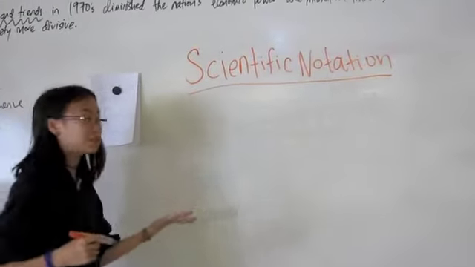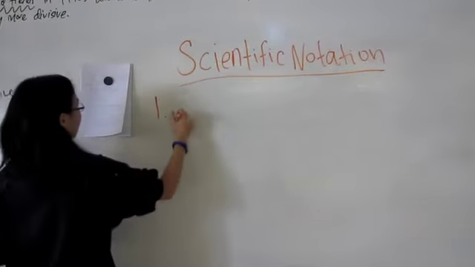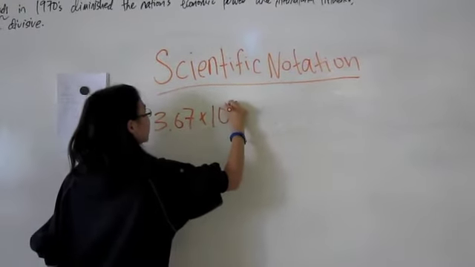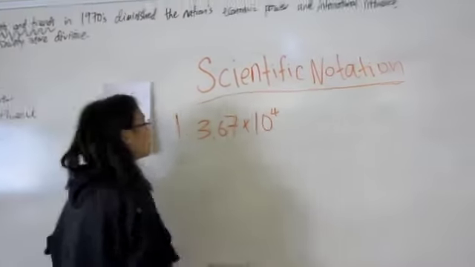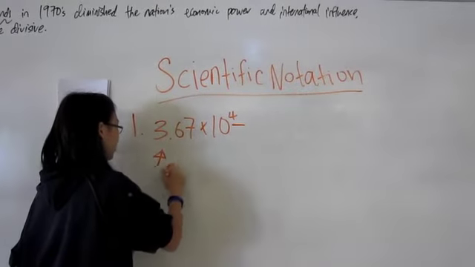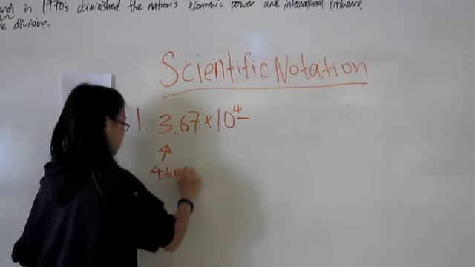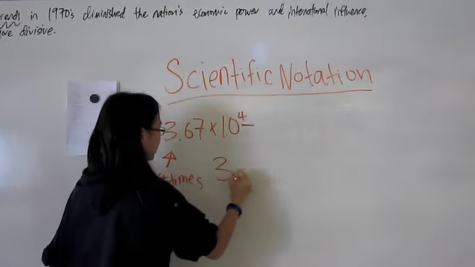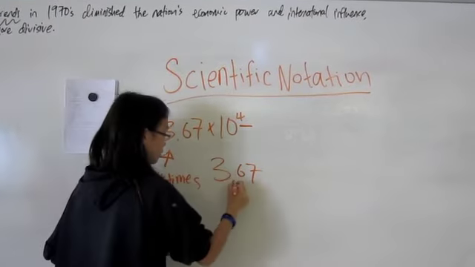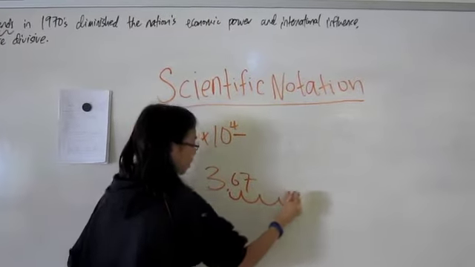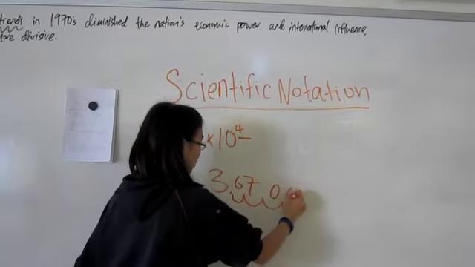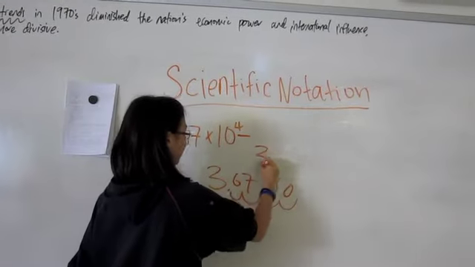Okay, so scientific notation, example 1. 3.67 times 10 to the 4th power. So see this number here, see how it's 4? That means the decimal moves 4 times. So it's 3.67 and you move it 4 times to the right. So 1, 2, 3, 4. Because you're trying to make it into a not decimal. And then you fill in the gaps with zeros. So then the final answer would be 3.